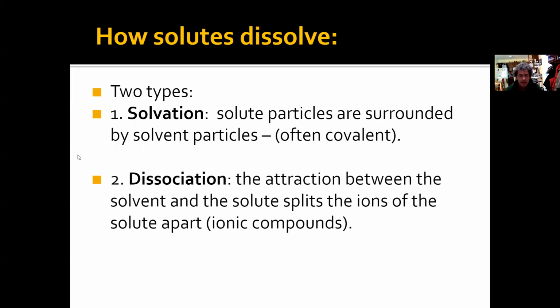Ionic compounds tend to dissolve through a process called dissociation. In that case, you might have a whole block of salt or a crystal of salt, and individual ions will be broken off by the water. So if it's NaCl, you'd get Na+ ions breaking off, Cl- ions breaking off. And that would be called dissociation, where it's dissociating from the main block of, in that case, salt.